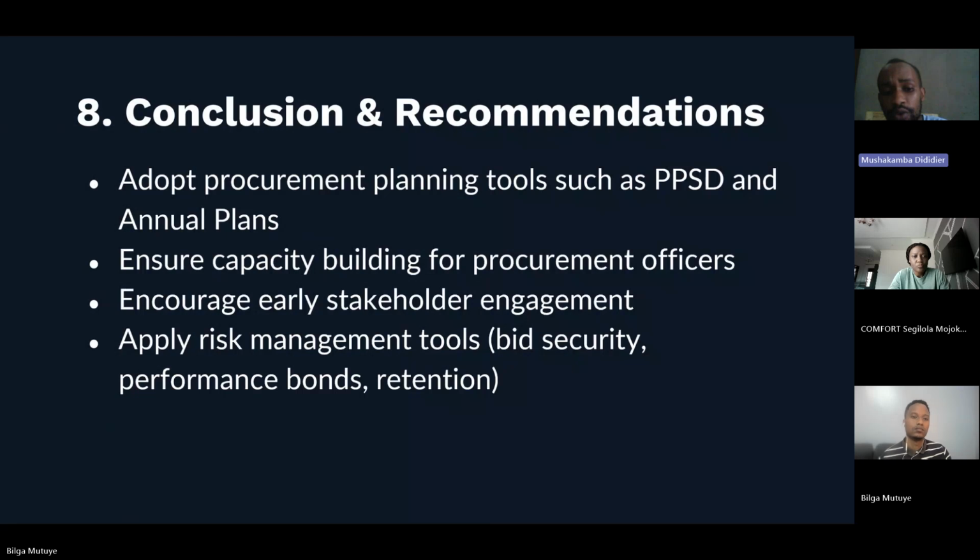First one is using planning tools. We start using tools like procurement plans and annual plans to organize the purchasing better. The second is training procurement staff: provide training for procurement officers so they can improve their skills. The third one is involving the stakeholders. The fourth one is management skills. Let me invite my colleague. If there is something they can add, they can add and we can conclude our presentation.